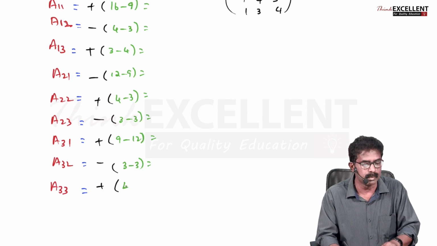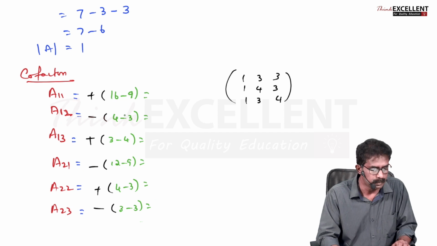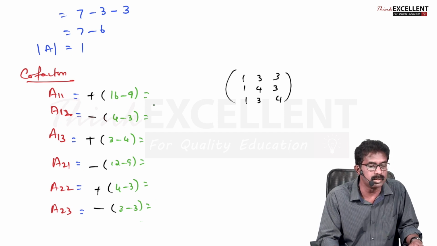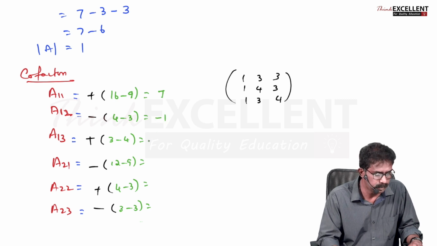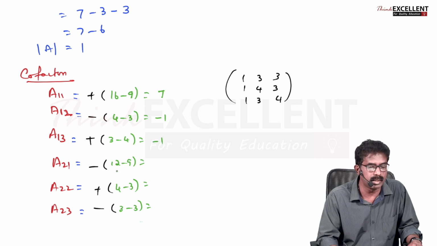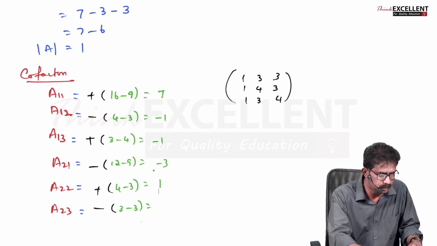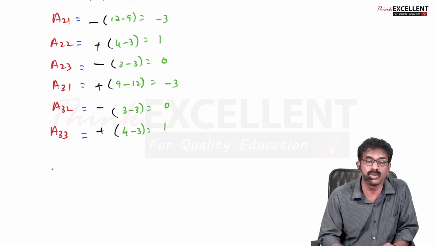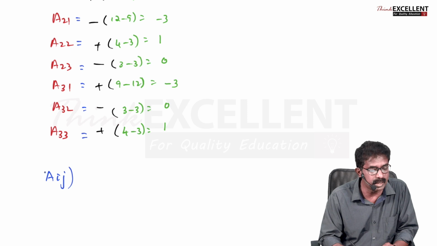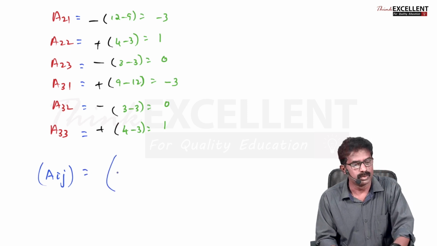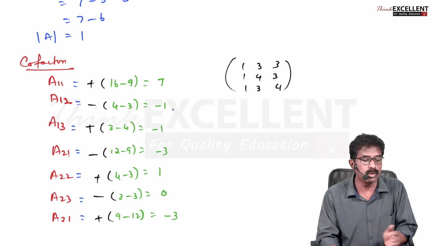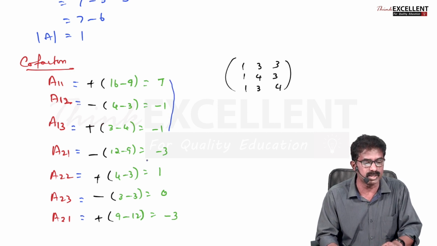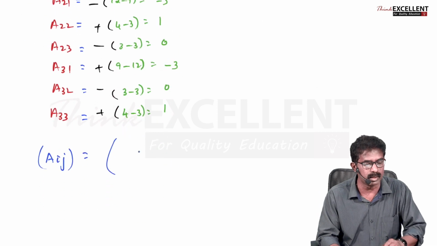4 minus 3. So you have to simplify all these, right? 9 minus 2 is 7. 4 minus 3 is 1, but outside minus, so it is minus 1. Next one is also minus 1. Next one is minus 3, then 1. Next one 0, then minus 3, again 0, 1, right? Okay, we got all the cofactors. Now we write the cofactor matrix. What is that? Aij, that is the cofactor matrix. Replace the elements by the corresponding cofactors. The first 3 cofactors, write as the first row: 7, minus 1, minus 1.